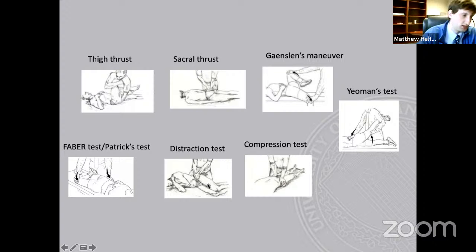The distraction test, which is a decubitus position with pressure, and then a compression test as well, which stresses the lateral motion of the SI joint bilaterally.